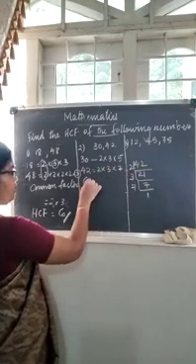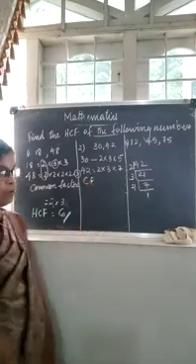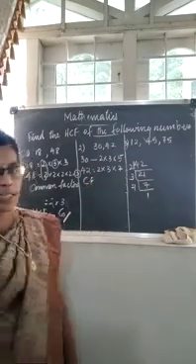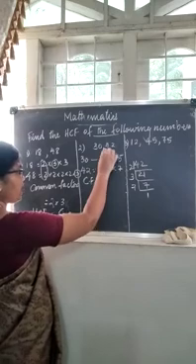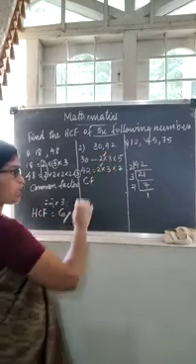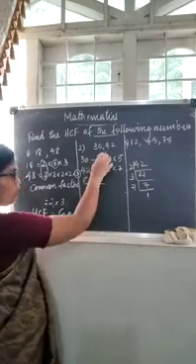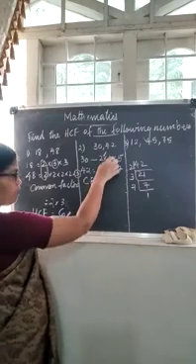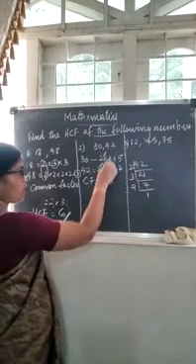Now let us take the common factors. Which are the common factors? 2 is there here 1 time, here also 1 time 2 is there. So 2 is common. 3 is there in both, so we can take 3 also 1 time.